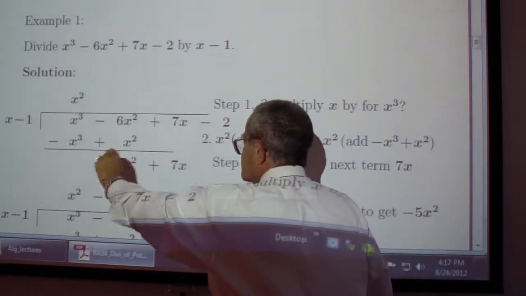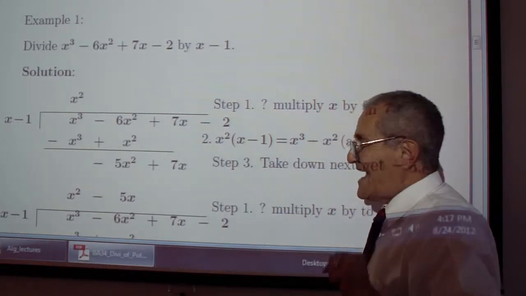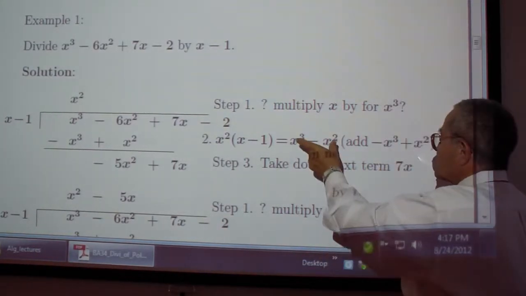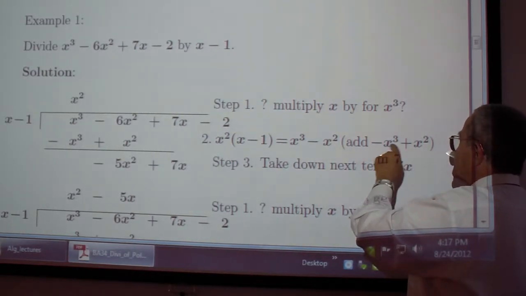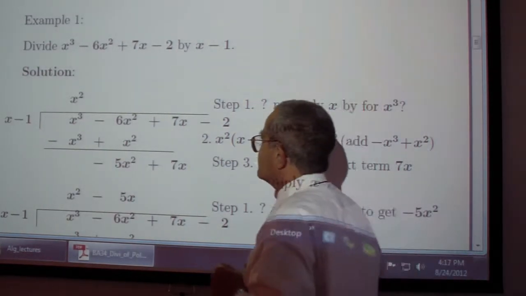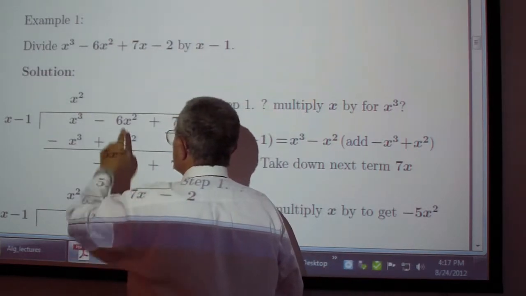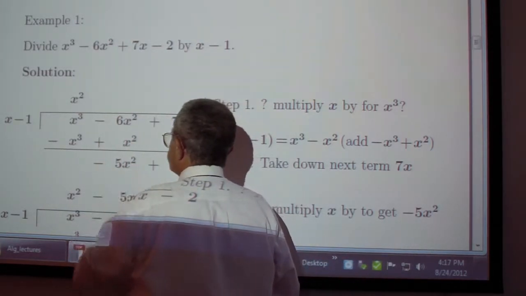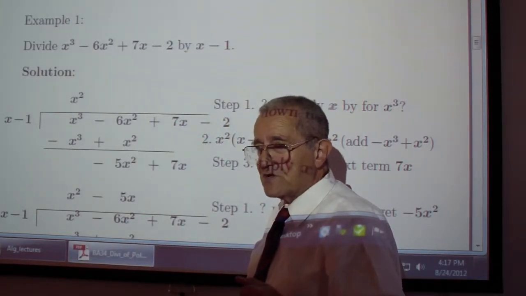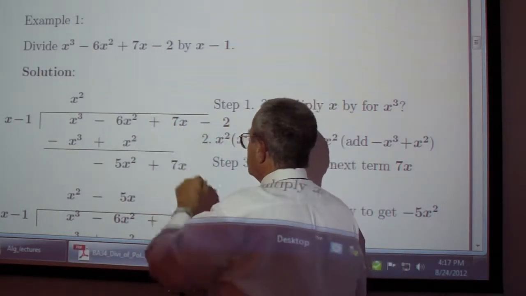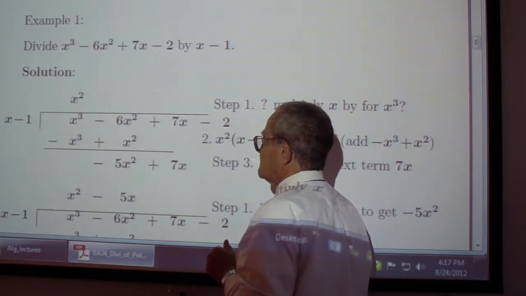And we are going to subtract. But I never subtract, I add opposites. So I'm going to change the signs and I'm going to add. What am I going to add? Negative x cubed plus x squared. This leaves me with negative 5x squared. Take down the next digit in long division. Take down the next term over here, 7x, and start again.